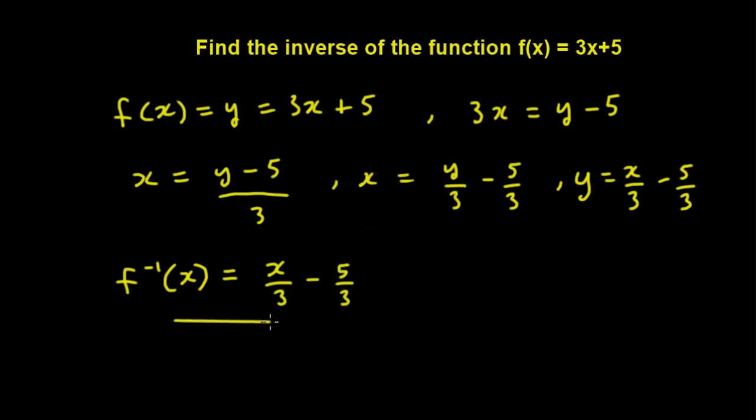So a good thing to do is to take these functions and put them in the graphical calculator. And you can put in the line y equals x as well, and you can see that these are indeed going to be the inverse of one another. So x upon 3 minus 5 upon 3 is the inverse of 3x plus 5.